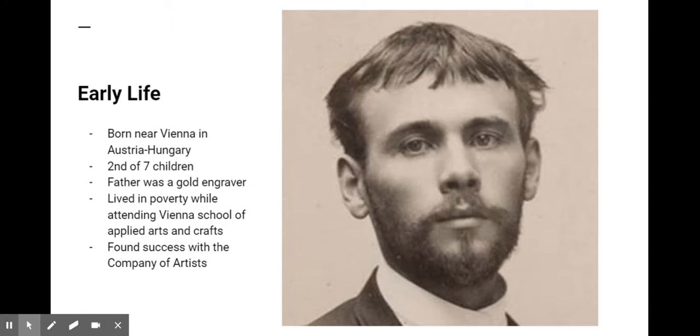He was born near Vienna in Austria-Hungary, the second of 7 children. His father was a gold engraver, the influence of which we see on Klimt's later art. Klimt lived in poverty while attending the Vienna School of Applied Arts and Crafts, where he studied architectural painting.